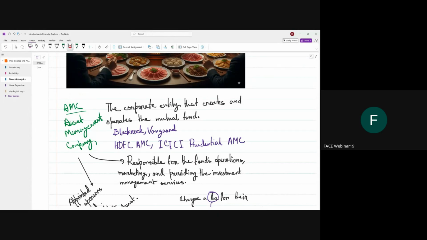Okay. So enough of the basic intro. Now let's get familiarized with the key terms. First is AMC, or Asset Management Company. Basically, this is a corporate entity that actually creates this fund. Initially they send a proposal saying, okay guys, we are creating a fund, and they start marketing that. You are already familiar with some names, I guess.